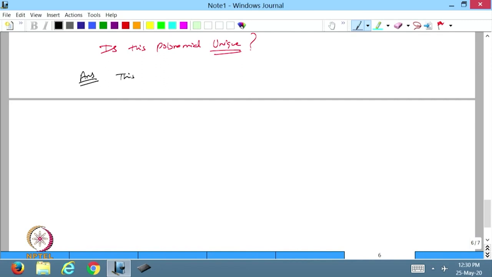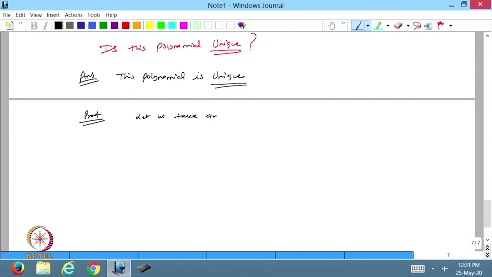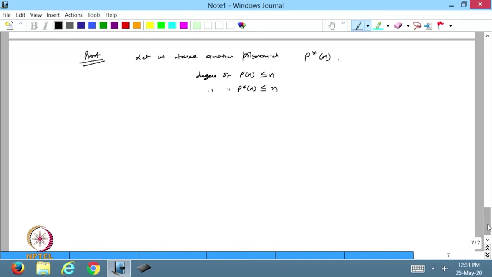So, this polynomial is unique. So, how we can prove this one? So, let us prove. Let us take another polynomial and we represent it by p star x. So, I know that the degree of p x is less than equal to n, and also the degree of p star x is also less than equal to n, because if it is passing through n plus 1 points, its degree cannot be more than n. So, its degree will be less than equal to n.